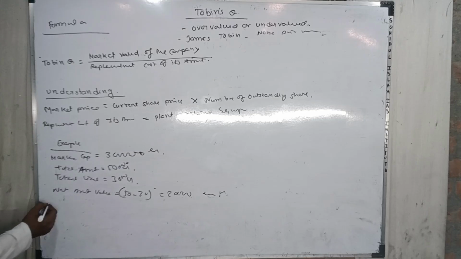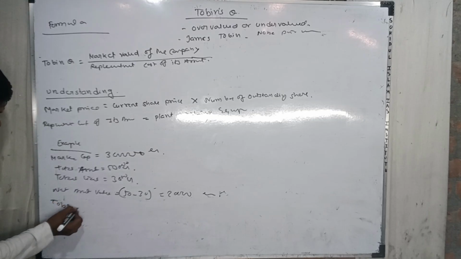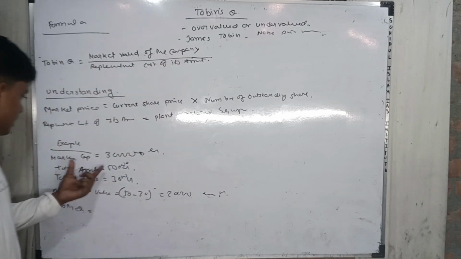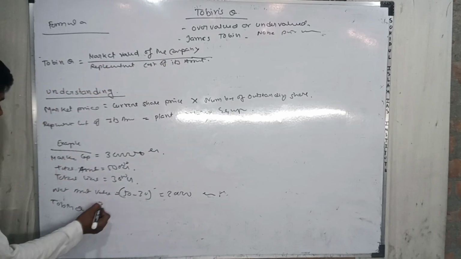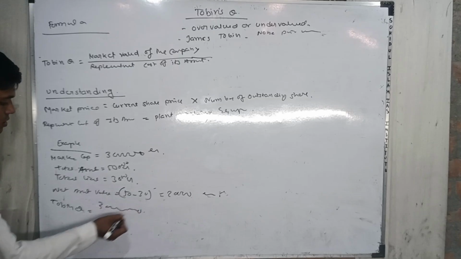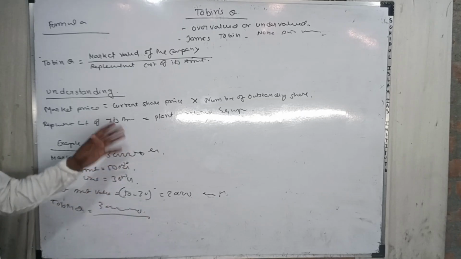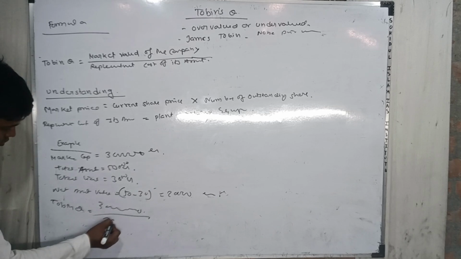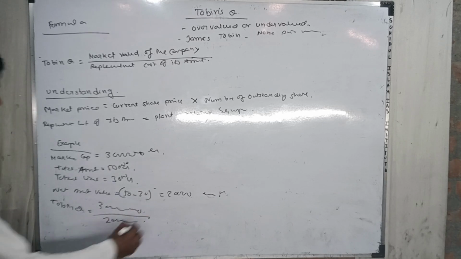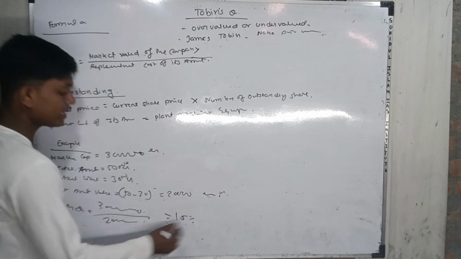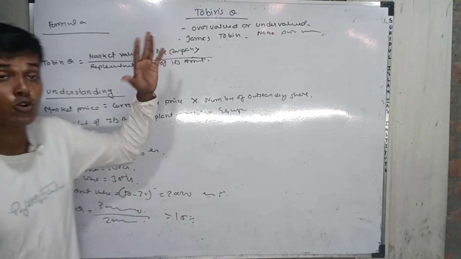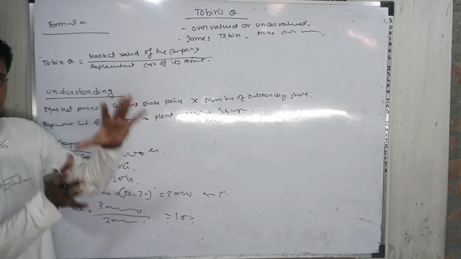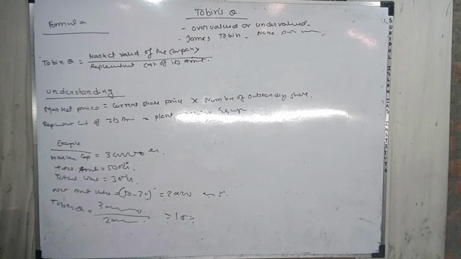So Tobin Q formula: market value of company, here 3 lakh crore, divided by replacement cost of asset, 20,000 crore, is equal to 15, which is higher. A lower Tobin Q ratio is better for the company.